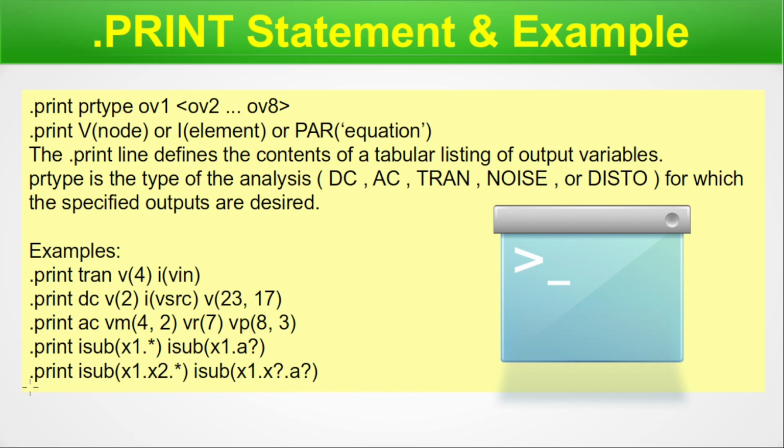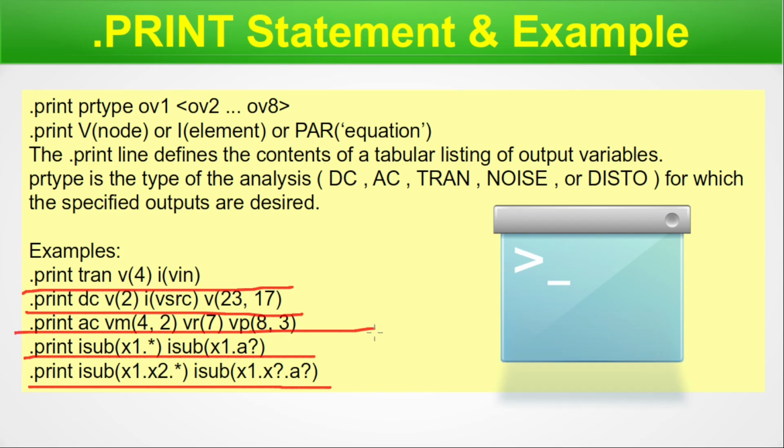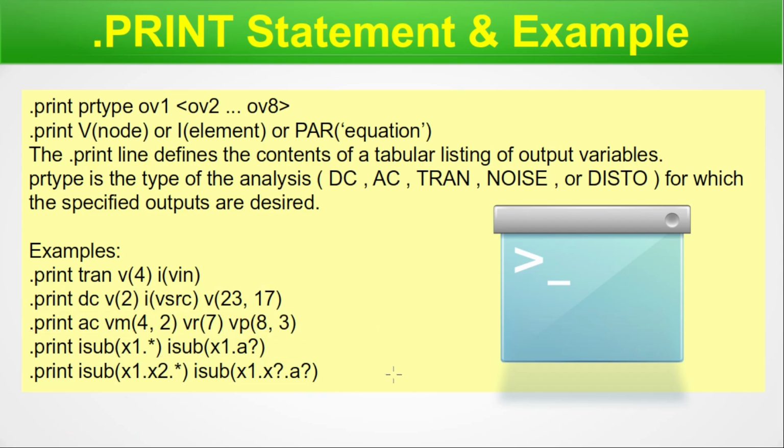So this way you can get the different values of current and voltages, right, down the hierarchy, and this way you can get at the top level, that means where you are doing the analysis, right? And this way you can go deep down inside the hierarchy. We are done here with the print statement. Let's move on to the next slide.